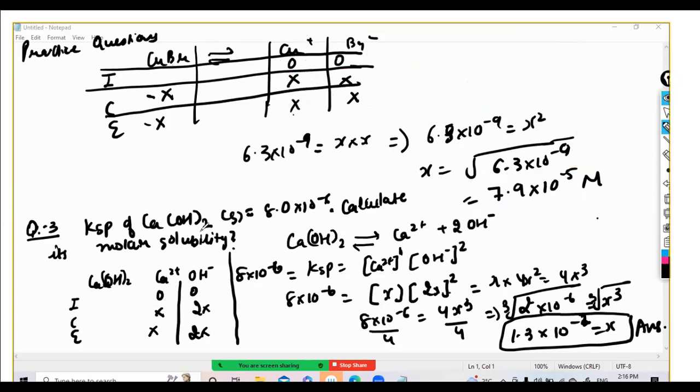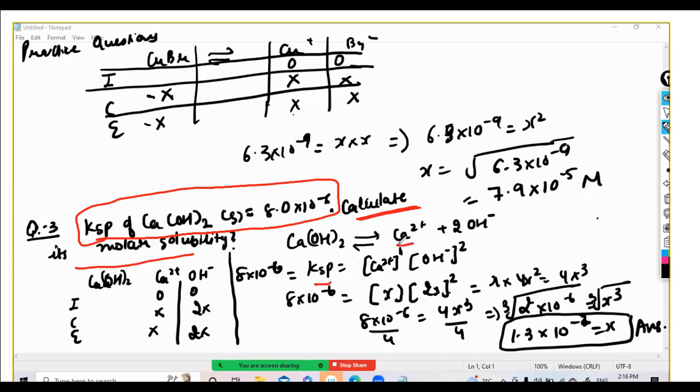Now similarly, you have another question. The KSP of another salt is given, 8 into 10 to the power negative 6. You can go ahead and pause the video and try it on your own. What you have to calculate is its molar solubility. We will follow the same thing. First of all we write the KSP expression, which involves multiplication of the concentrations of the ions: Ca2 positive raised to the power 1, hydroxide ion raised to the power 2. The solid you don't need to worry about because it is in solid form. Now the KSP value is given.